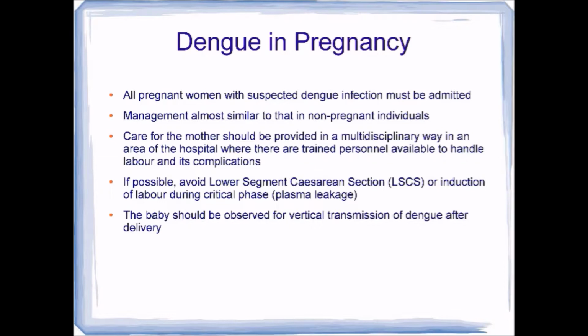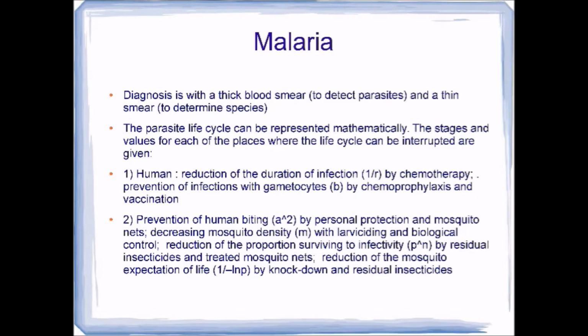If possible, avoid lower segment cesarean section or induction of labor during the critical phase. The baby should be observed for vertical transmission of dengue after delivery. The next mosquito-borne disease, which will be discussed here, is malaria.